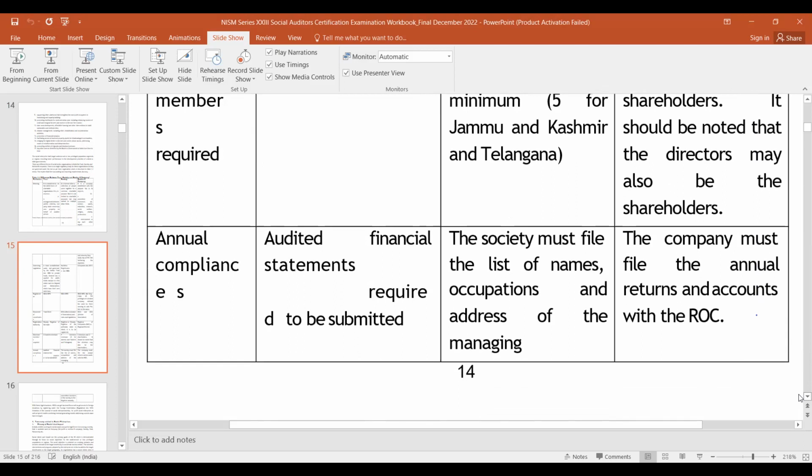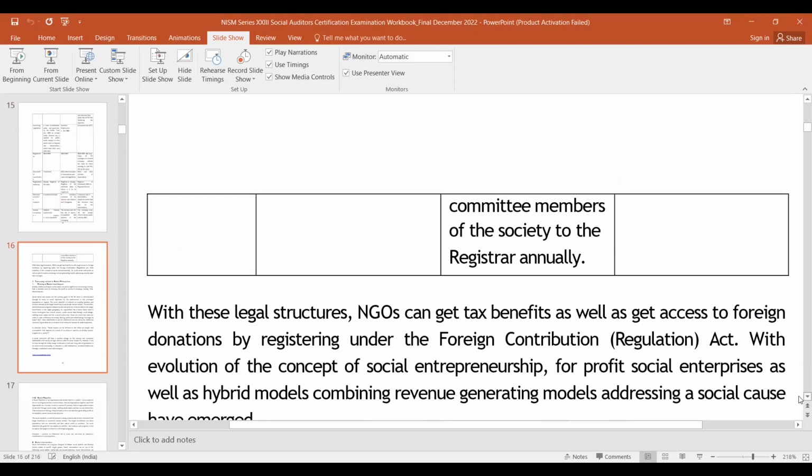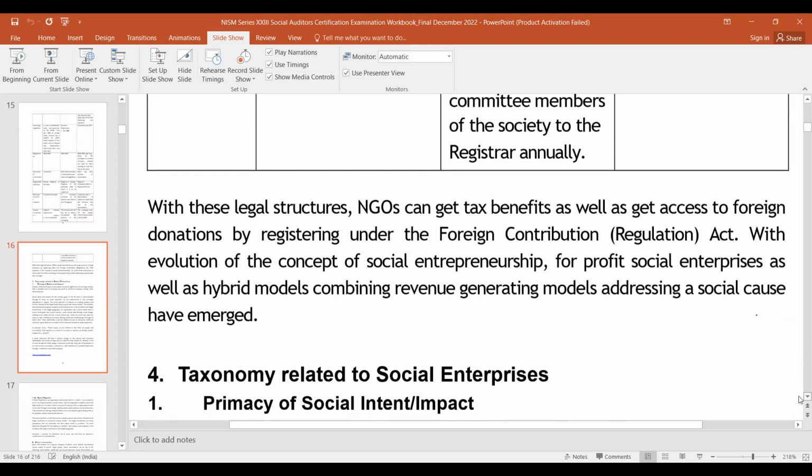What are the annual compliances? Audited financial statements are required to be submitted under the Income Tax Act also. Form 10B is there. Then societies must file the list of names, occupations, and addresses of the managing committee members with the registrar, and the company must file the annual returns and documents. Now, this is the legal structure.